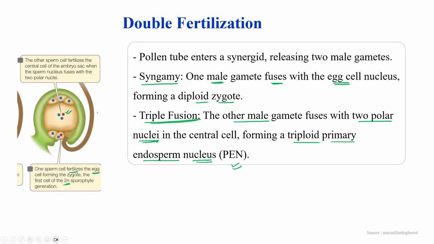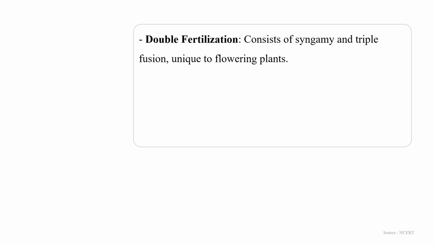So double fertilization occurs. First fertilization is when one male gamete fuses with the egg cell over here, and another male gamete fuses with the polar nuclei which are present in the central cell. That's why it is known as double fertilization, as it consists of syngamy and triple fusion. And this property, double fertilization, is a unique property of flowering plants.